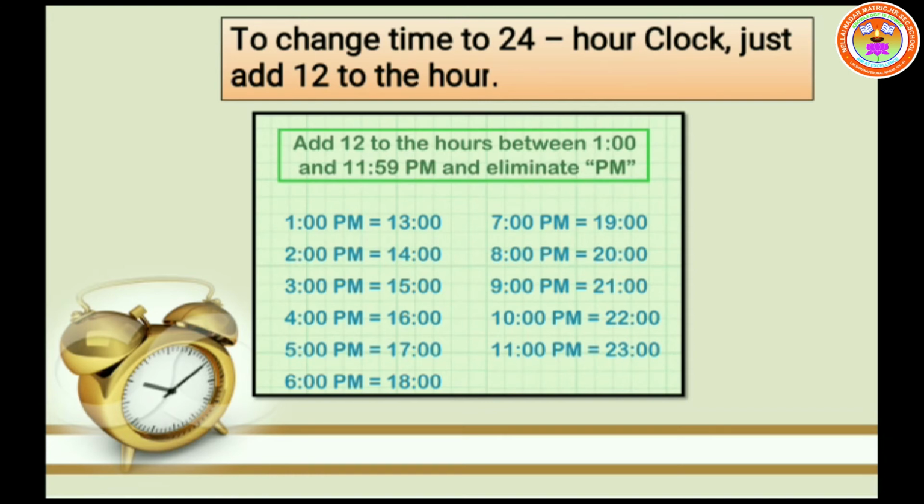Now we are going to change time to 24-hour clock. Just add 12 to the hour. That is, add 12 to the hours between 1:00 and 11:59 p.m. and eliminate p.m. Let us see some examples in a random way. 1:00 p.m. plus 12 is equal to 13:00. 4:00 p.m. plus 12 is equal to 16:00. 10:00 p.m. plus 12 is equal to 22:00.